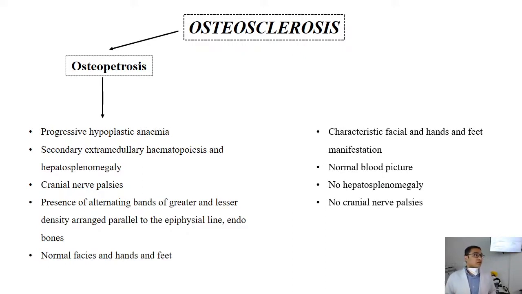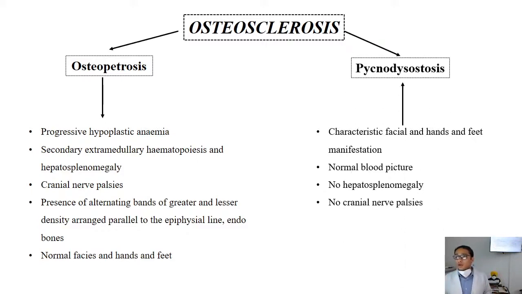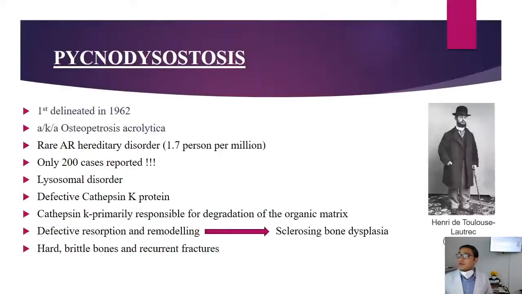Also, the patient attendants were counseled to bring their old reports, and we found that the patient was a known and diagnosed case of pycnodysostosis outside AIIMS. So briefly discussing pycnodysostosis, it was first described in 1962. There was a famous French painter, Henri Toulouse-Lautrec, who was found out to be suffering from this disease posthumously, and this syndrome is hence named Toulouse-Lautrec syndrome, also known as osteopetrosis acroosteolytica. It is a rare autosomal recessive hereditary disorder, and only 200 cases have been reported so far in the literature.